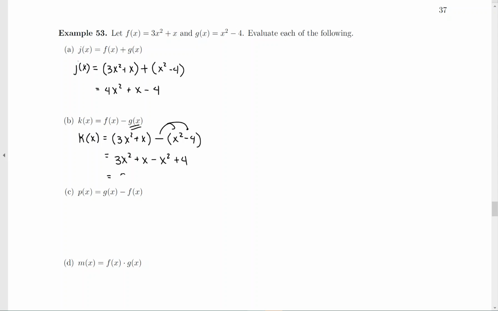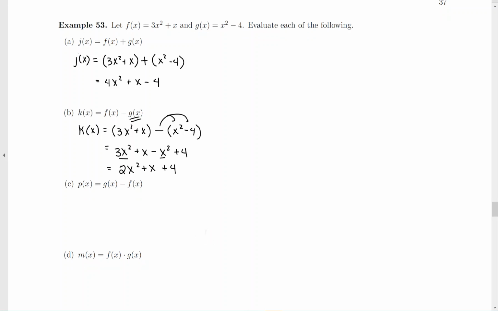Combine up your like terms and you have 2x squared plus x plus 4. X squareds can be subtracted in this case.